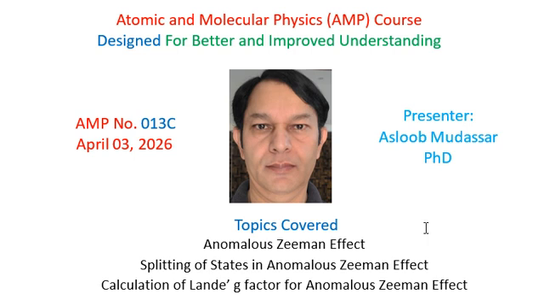This is the third lecture in continuation of the previous two lectures in which an atom is subjected to an applied external magnetic field. So this is the third lecture, and there will be at least one more lecture which will also be in continuation of this lecture. In the previous lecture, I covered the ordinary Zeeman effect, which is also known as the normal Zeeman effect. And now I am covering the anomalous Zeeman effect.